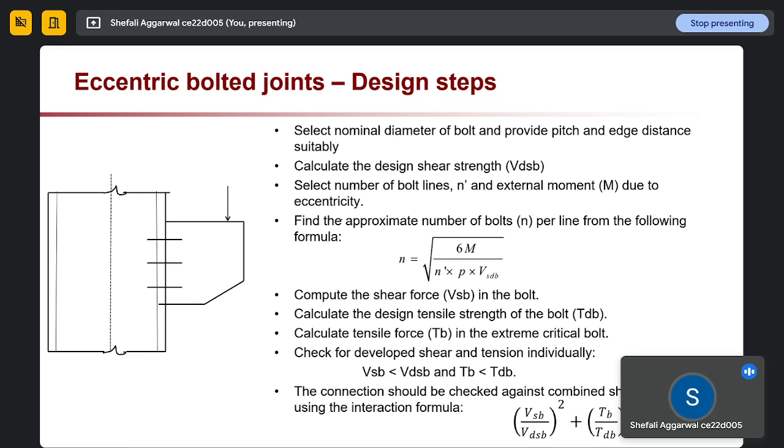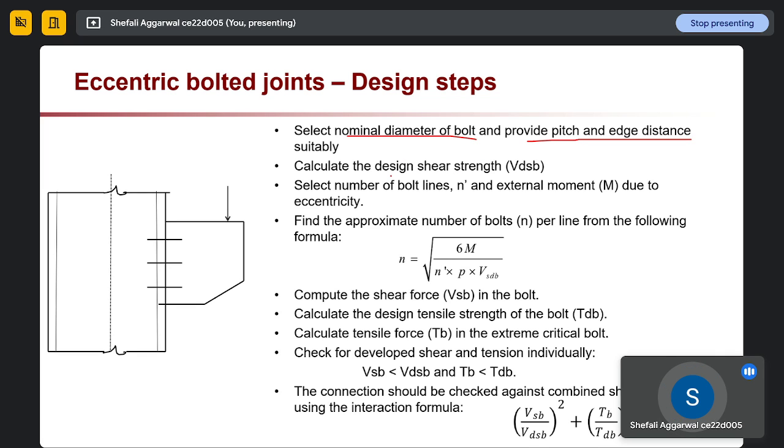Next is how we can design these types of bolted joints, eccentric bolted joints, when the load is perpendicular. So first thing is we will select any nominal diameter of our bolt. Either it will be given to us or we can select based on different criteria, as in the code. If it is shop work, different conditions are given. Based on that, we can calculate our nominal diameter of bolt, and we are assuming our pitch and edge distance suitably for the same diameter of bolt.